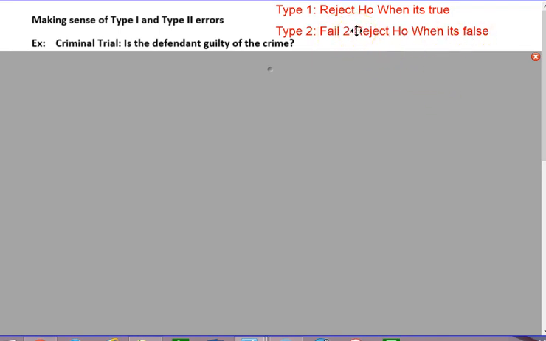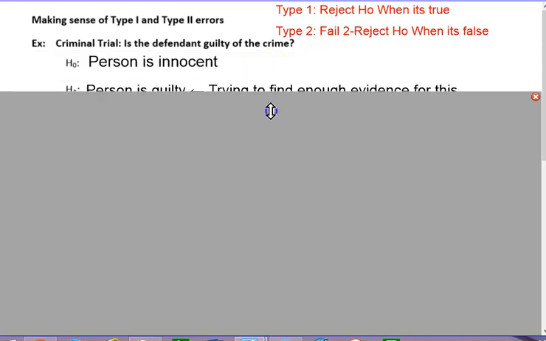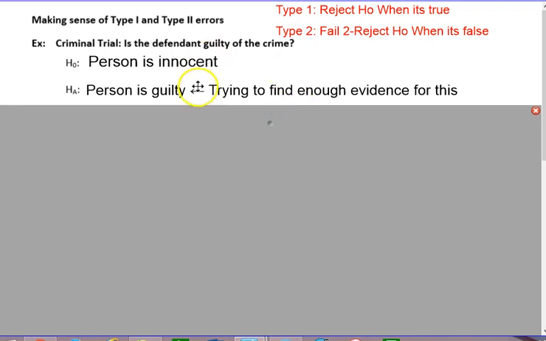So let's think about a criminal trial. Is the defendant guilty of the crime? Let's think of our two hypotheses. The person is innocent is the null hypothesis. So we're always innocent until proven guilty. The person is guilty is what we're trying to find evidence to prove.